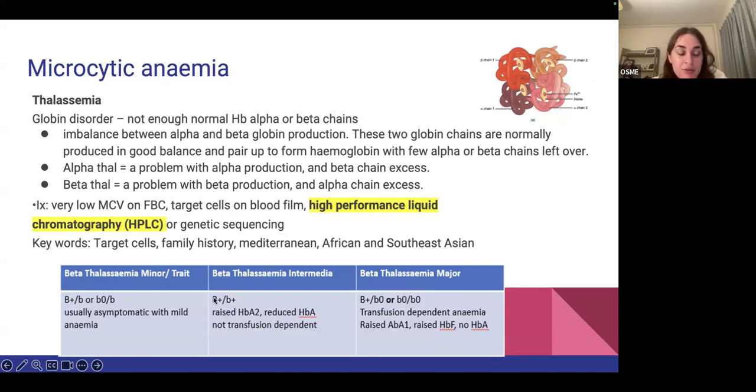And then these are the different presentations you can get. So beta thalassemia can present as a spectrum. Where there's only one mutation in the beta globin gene, they might be asymptomatic with a little bit of anemia, but for the most part, they live a pretty normal life. If they've got beta thalassemia intermediate, they've got mutations in both the beta genes, but they're not that problematic. So there's a slight increase in the alpha, but it's not transfusion dependent. They can still survive. Whereas beta thalassemia major, they've just got dysfunctional beta globin genes, and it's completely transfusion dependent.